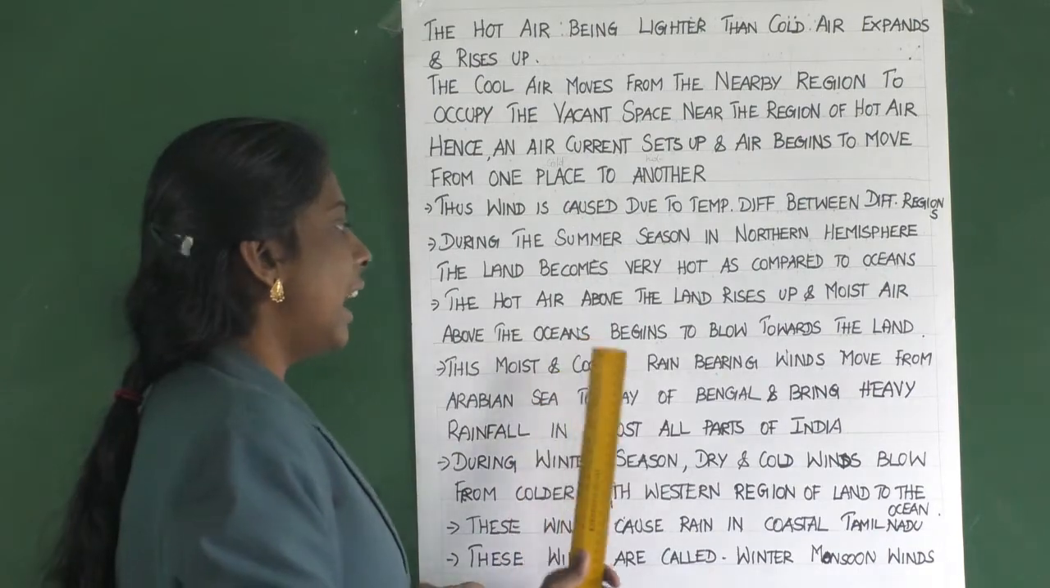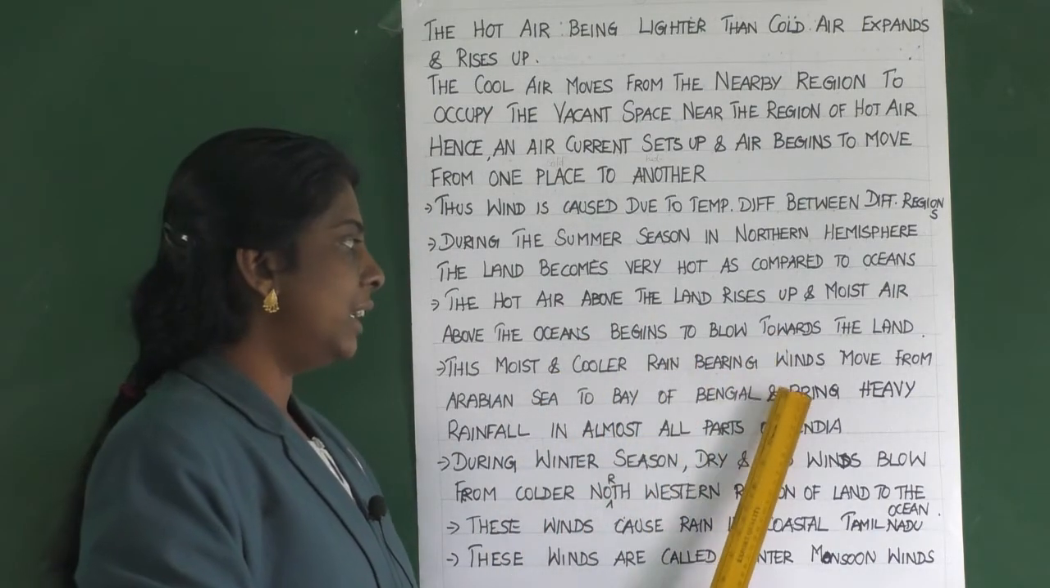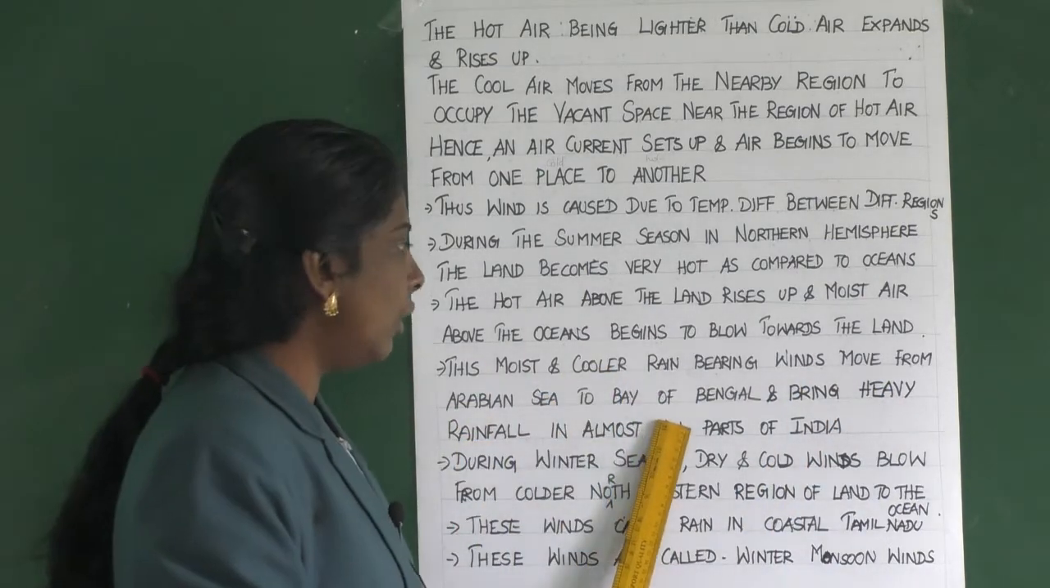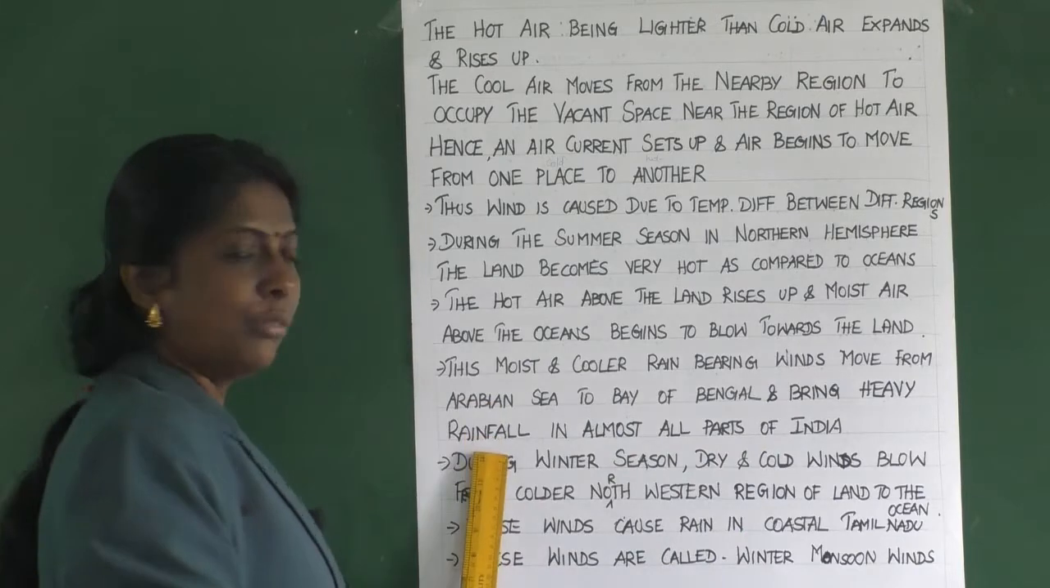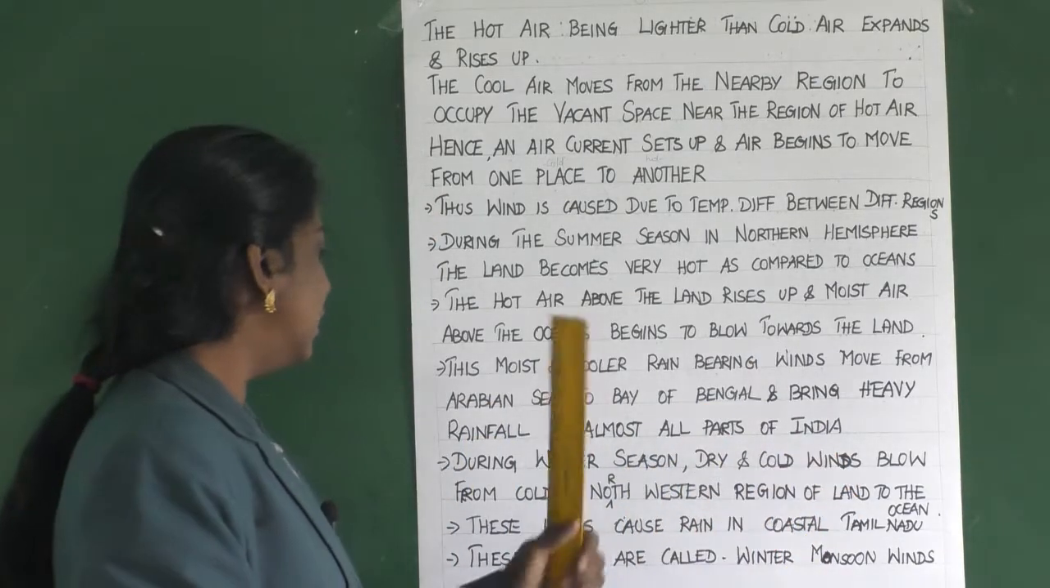This moist and cooler rain-bearing wind moves from the Arabian Sea to the Bay of Bengal and brings heavy rainfall in almost all parts of India. Clear?